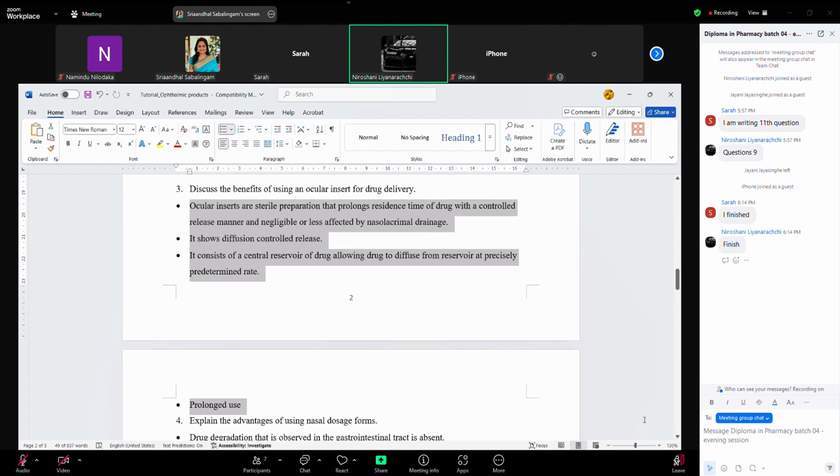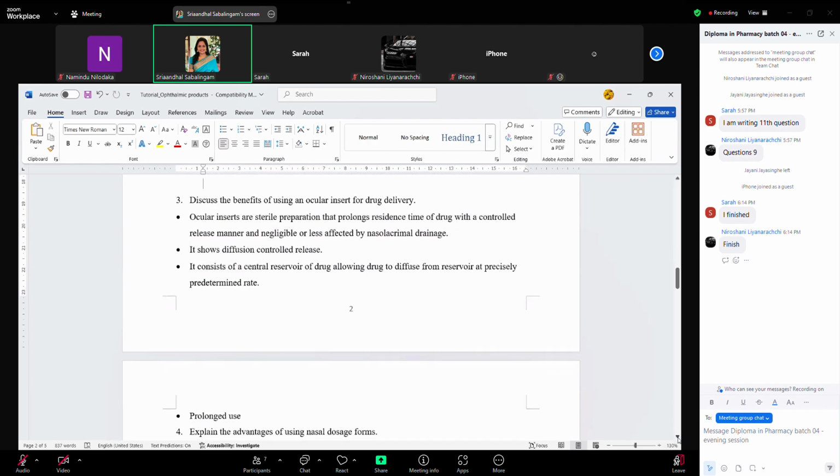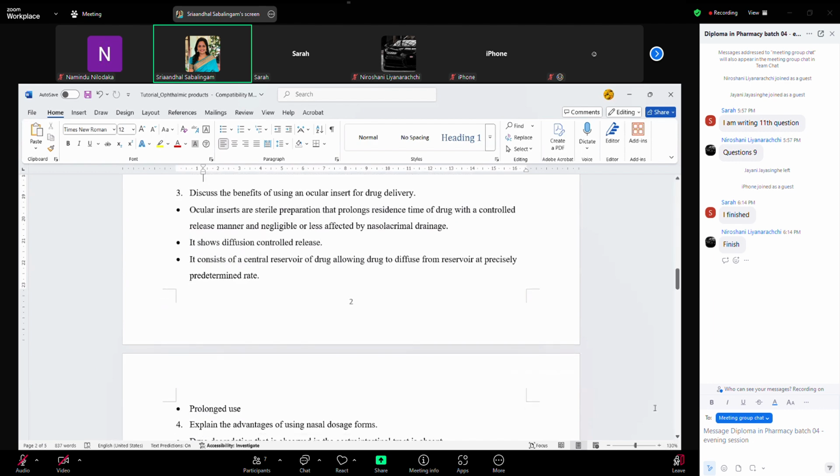effects. Okay, good. So the benefits of ocular insert, mainly ocular inserts are sterile solid products which are inserted inside your conjunctiva. So they have a drug reservoir in the center and they will be continuously delivering the medicine to the eye. So they are usually administered for a prolonged use, right? And the drug from the central reservoir is giving a medicine in a precise and predetermined rate, and it shows a controlled release.